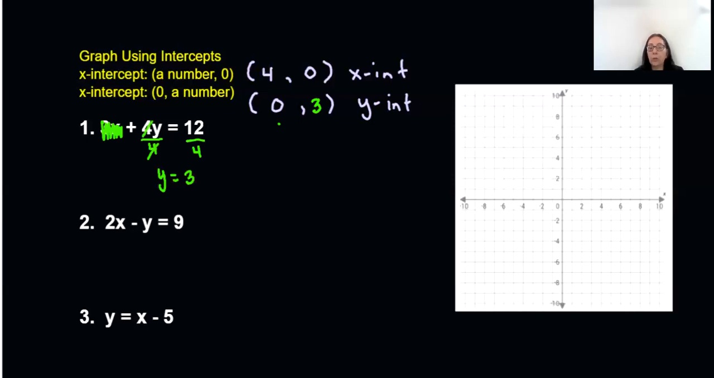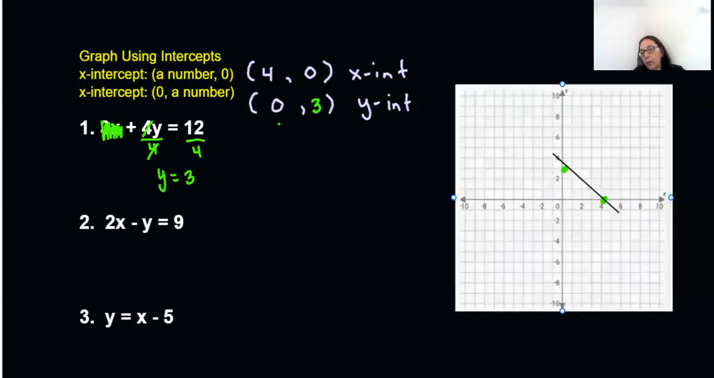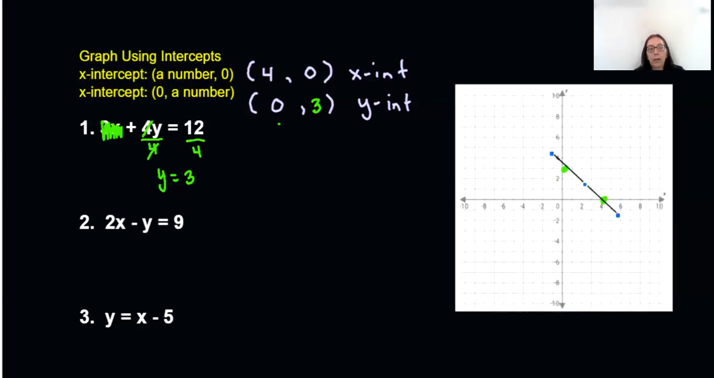So now we can graph it. So (4, 0) is right here, and (0, 3) is right here, right on the axes because they're intercepts. Now we're going to put a line through those points. Boom. There we go. And that is the graph for our equation. I'll put arrows on the end because the line goes on forever. How are we doing? So we're going to use this concept on the next 2 problems also. So let's keep going.